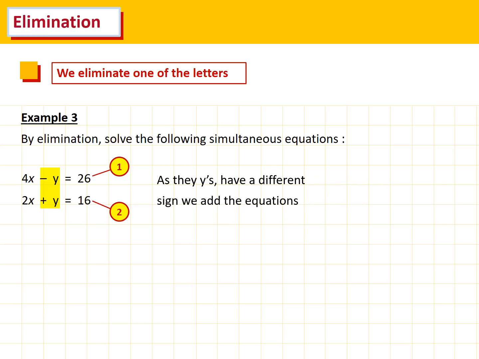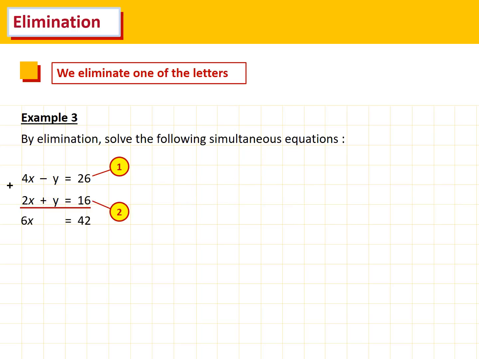If the signs are the same, subtract. If they're not, we add. So by adding those equations, that minus y added to plus y cancels out. The y's disappear. 4x plus 2x equals 6x. 26 add 16 is 42. Dividing by 6 gives us x equals 7.